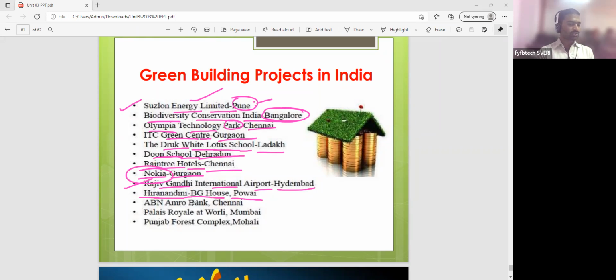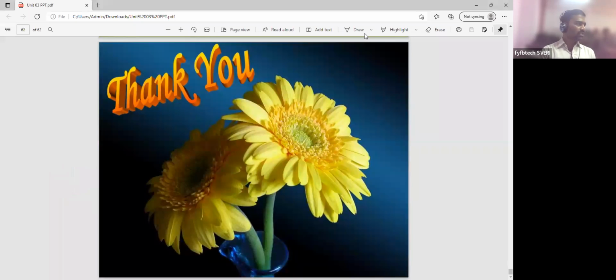Then in Powai, Hiranandani BG House. Then ABN Amro Bank, Chennai. Then Palais Royale at Worli, Mumbai. In Mohali, there is the Punjab Forest Complex. All these are using the green building concept. You will not get any multiple choice here, but you should know where green buildings are built. So this completes your entire third unit.